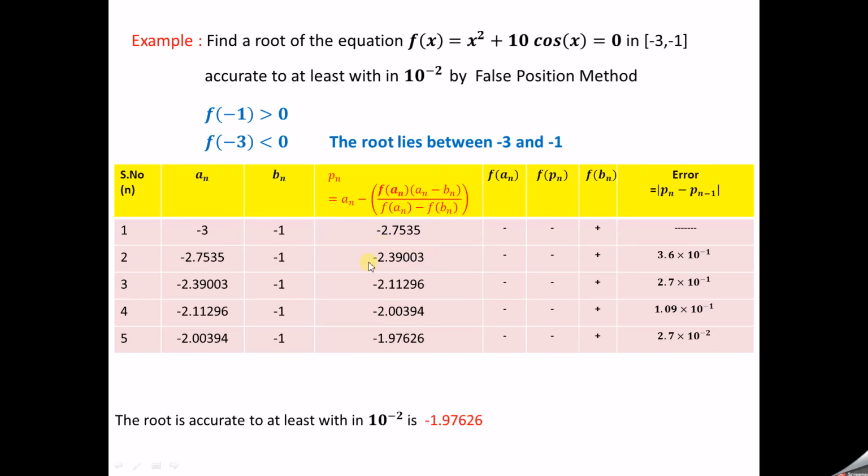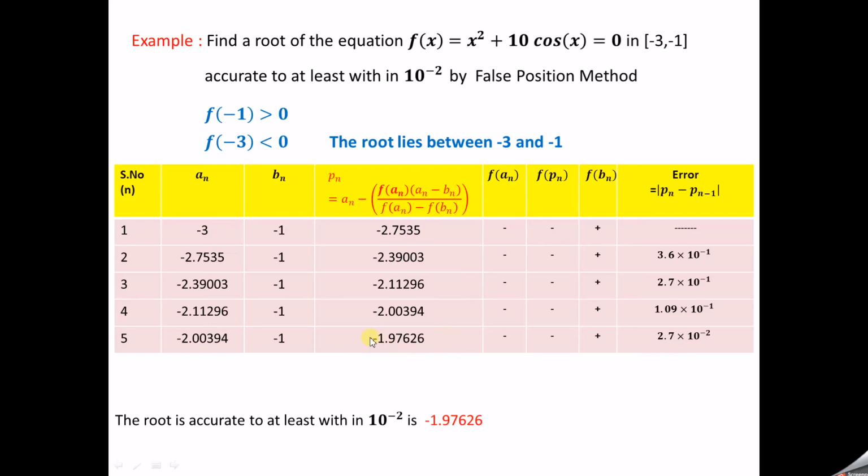Again you find the function value at this P2. Here it turned out to be negative again, so the root lies between P2 and B2. So the new interval we find by taking this P value as the lower limit, and the upper limit will be the same as the previous upper limit. And we go on continuing.